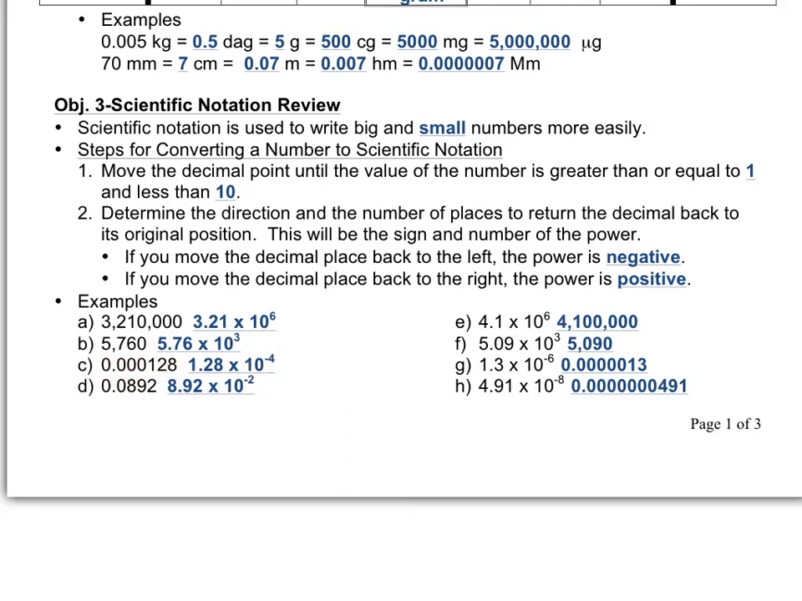Looking at the next one, the decimal would go between the 8 and the 9. 8.92 is between 1 and 10. To move it back to where it came from, you have to go 2 to the left, -2. And then this is going the other way. So we have a +6. That means we got to move the decimal to the right 6 places, making it 4,100,000. So you can see that decimal was moved 6 places.